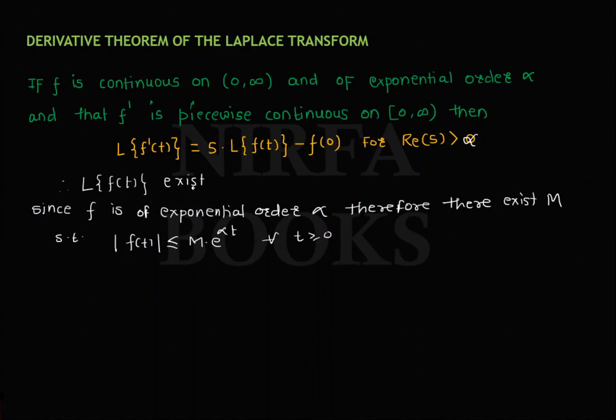Now we want to show this result, so we are starting with the LHS, and the LHS is the Laplace transform of f dash t. F dash means it is the derivative of f with respect to t. Now according to the definition of the Laplace transform, which is in terms of integration, it is the integral from 0 to infinity of e to the power minus st times this function f dash t dt. In this integration, it is a product of two functions. One is the kernel, that is an exponential function, and another is f dash t, the derivative of f. So to solve this integration, we have to use integration by parts.